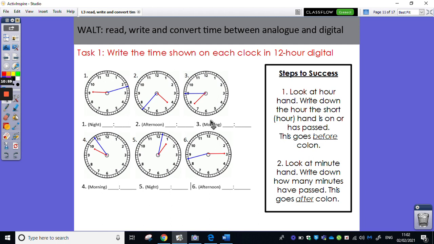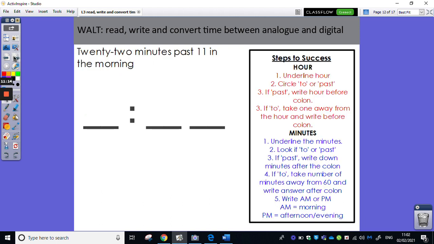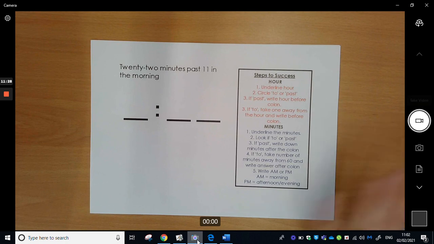Okay, hopefully you have had a go at that. Make sure you've marked your answers. The answer sheet is obviously in the home learning sheet for you as well. Make sure you're confident before you go on to the next part, because it gets a little bit trickier now. So we're now going to look at how we convert just straight from words into digital. So we don't have the clock there to help us this time. So we really need to think carefully about what that would look like. So we've got some very clear steps to success that should hopefully help us.